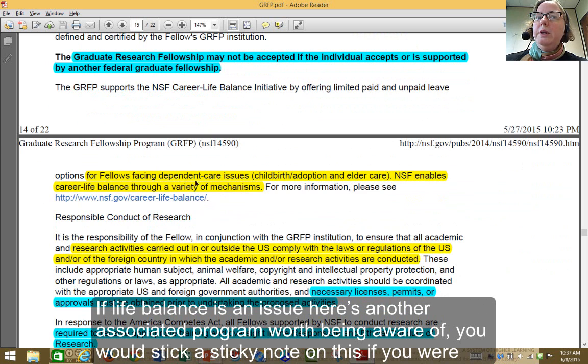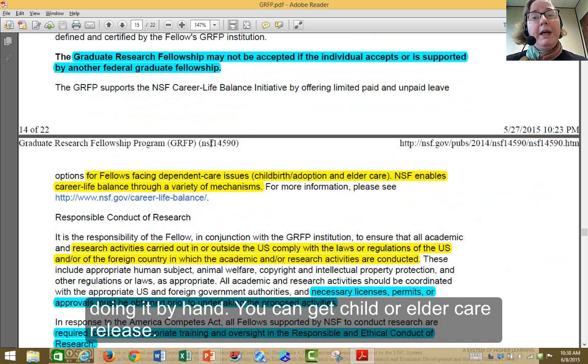If life balance is an issue, here's another associated program worth being aware of. You would stick a sticky note on this if you were doing it by hand. You can get child or elder care release.